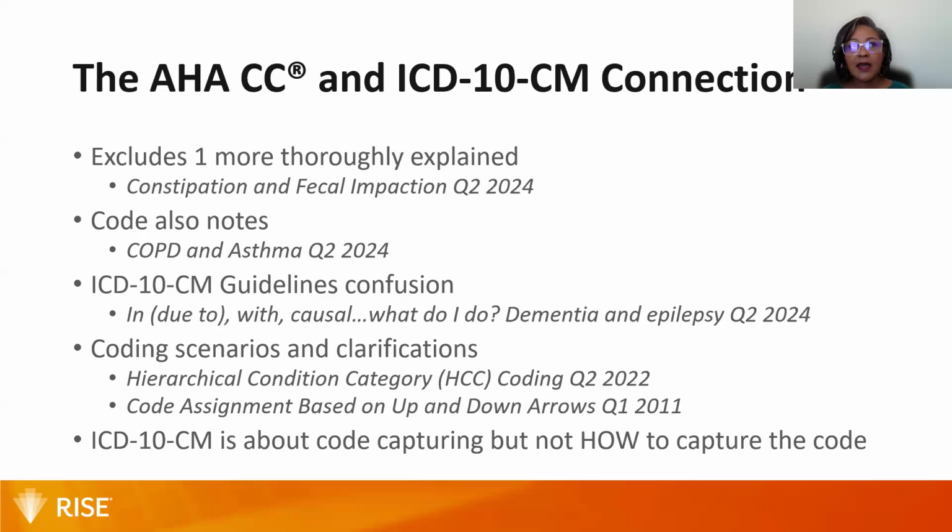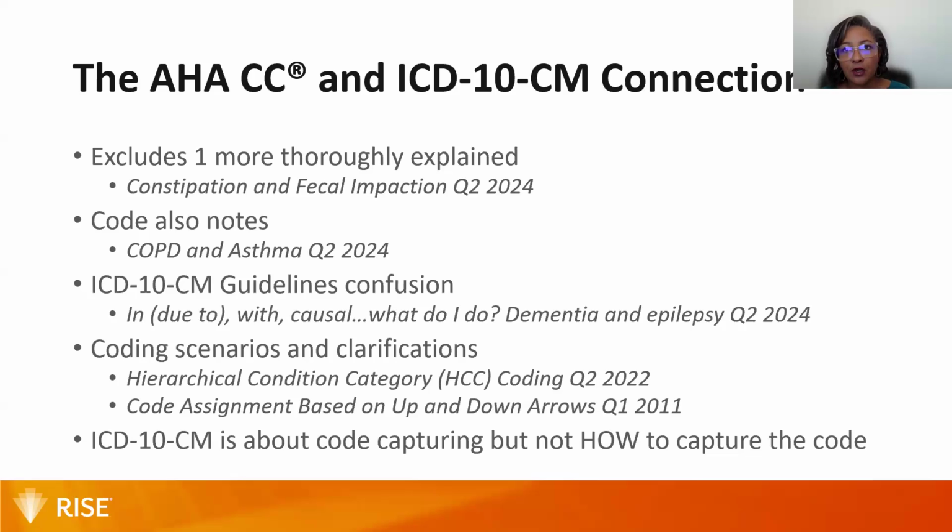There are times though that it can be confusing and you cannot determine which one is the most specified code. Also, Coding Clinic is good because they give an explanation. There's actually a Coding Clinic on Excludes1 that talks a little bit more about that. We're going to look at an example of an Excludes1 in just a moment, but I want to give that basis first. The Coding Clinic also a lot of times will reference when there's a code also note.